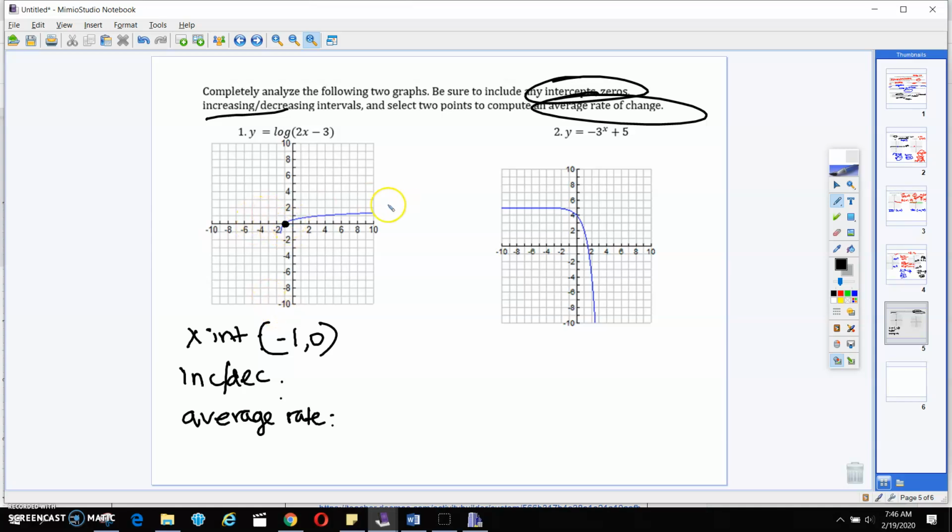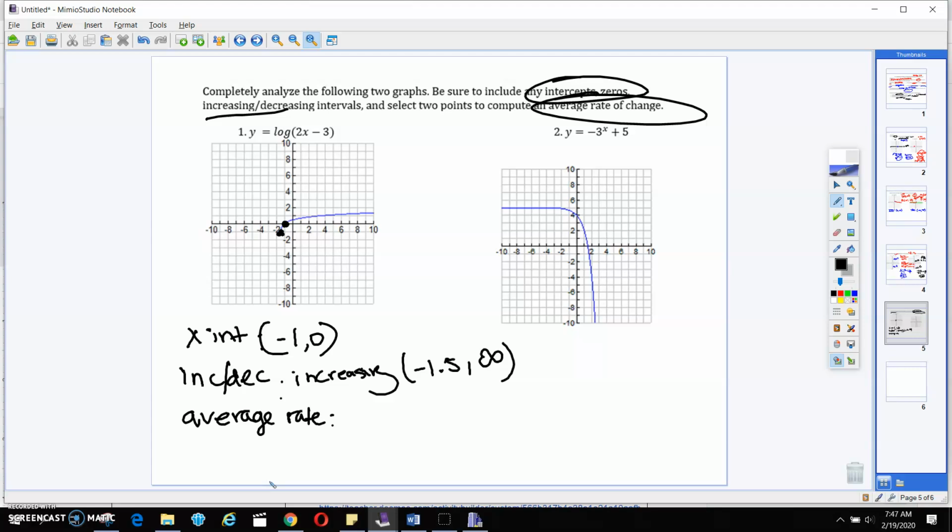For intervals of increasing or decreasing, well, it's increasing, right? And it's increasing over the interval, this point right here, all the way to this point. Well, this is roughly about negative 1.5. Negative 1.5. And then it increases all the way to positive infinity. Average rate of change, it's going to kind of fluctuate between what 2 points you chose.